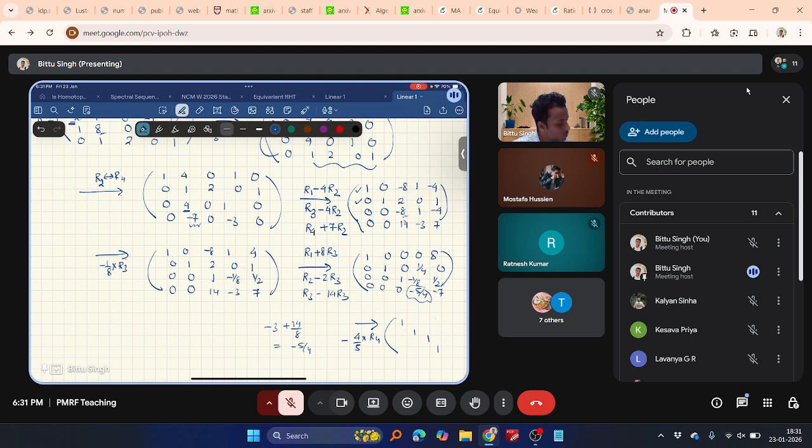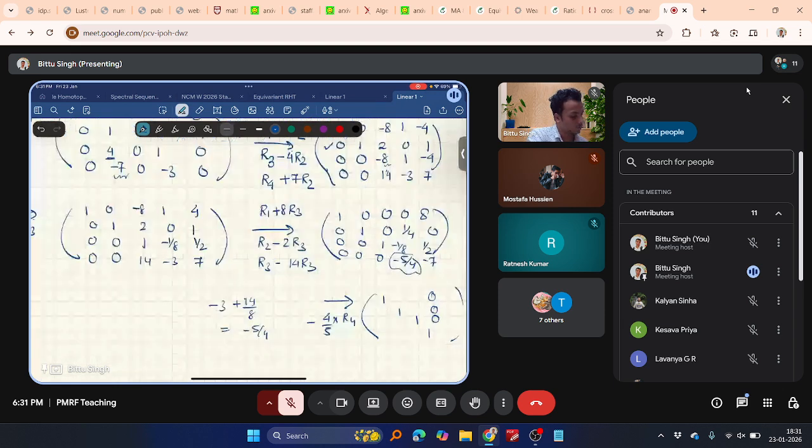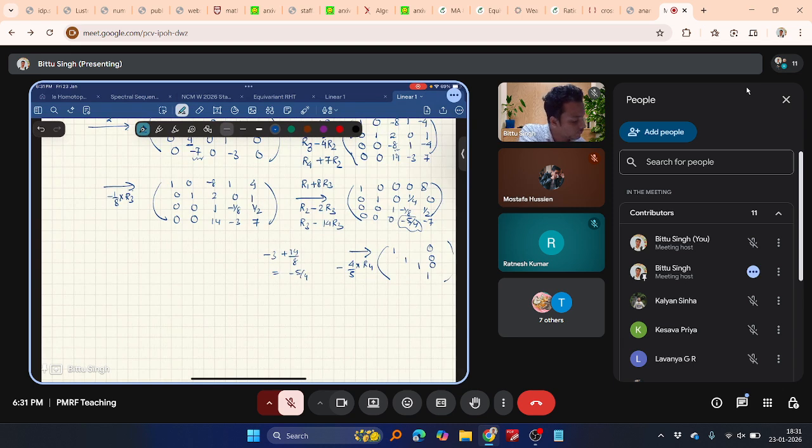And we need to cancel all those above entries, so 0 0 0, and there will be some elements here, right? So you can check those things. Let me complete it because it is almost done. So what we can do is 0 1 4 minus 1 8 and 8 0 half minus 7.